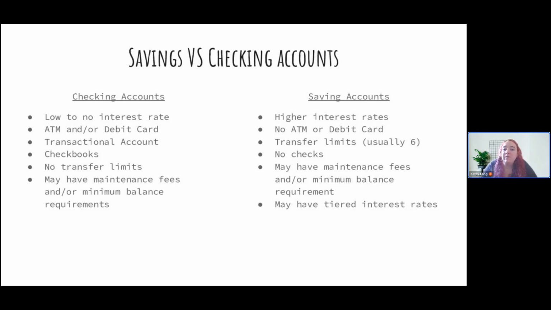They may have maintenance fees and or minimum balance requirements as well, and they're usually a little bit steeper than the ones on a checking account. And then there's also the possibility of tiered interest rates depending on the balance that you have in your account.